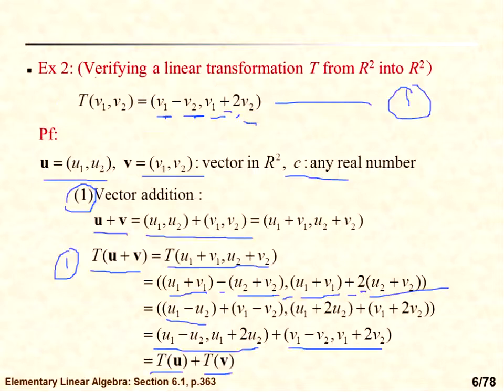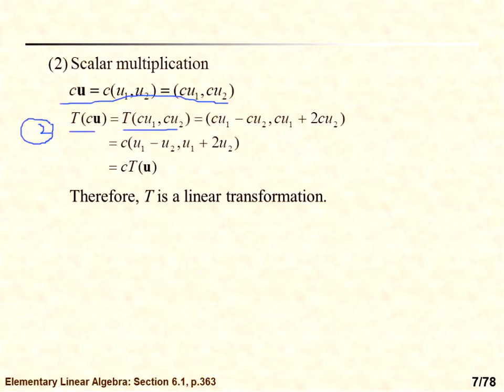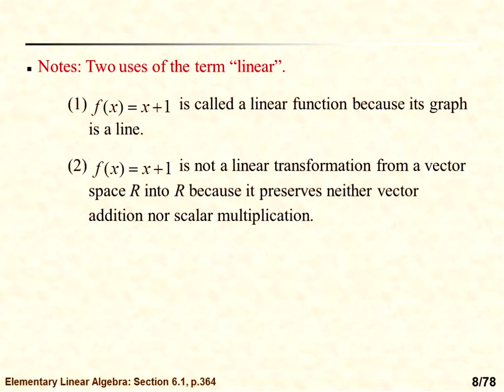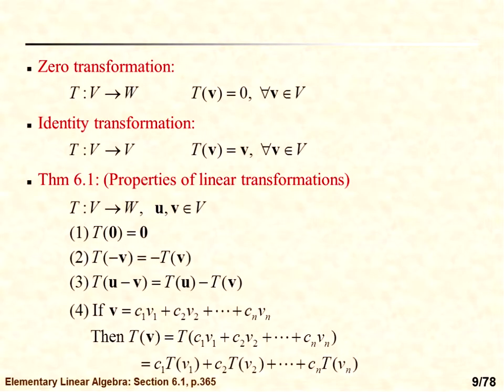Then according to equation number 1, I can open it. As you know, equation number 1, what is this? It is (v1 minus v2, v1 plus 2v2). So I put this here, plus (c1 plus 2v2). So take c common outside and we get (u1 minus u2, u1 plus 2u2), and it is nothing but the transformation of u. So therefore T is a linear transformation because both the things hold. So this is the proof of the linear transformation.